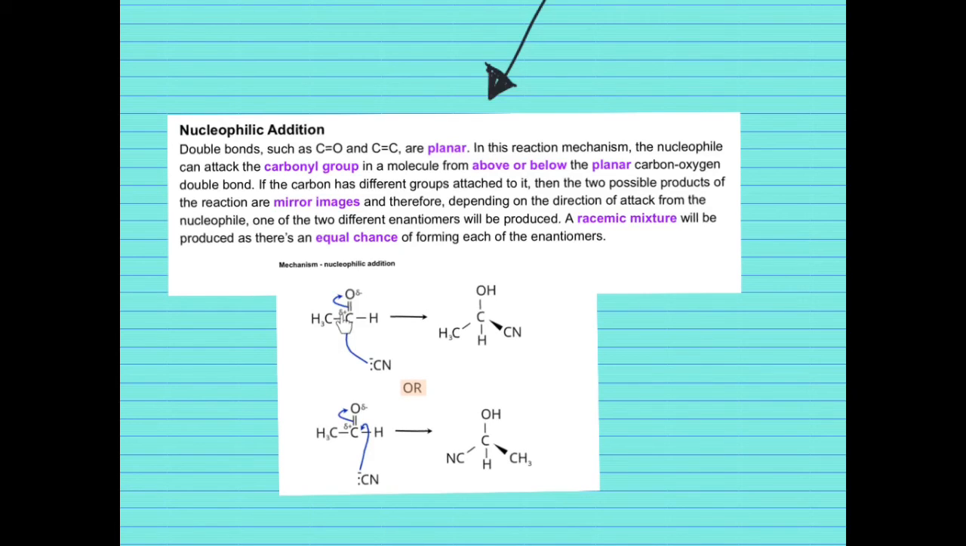You're adding on a cyanide, and you've made this. So it's an extra carbon long. But depending on which way it comes in, the cyanide could be on this way, or the cyanide could be on that way. They're basically mirror images of each other, so that's a racemic mixture. Normally nucleophilic addition, the adding of a nucleophile, causes this.